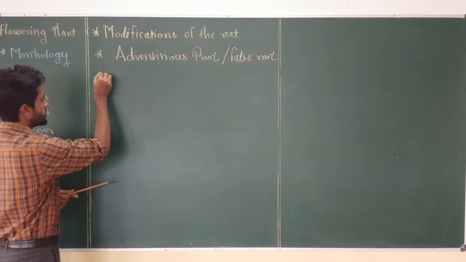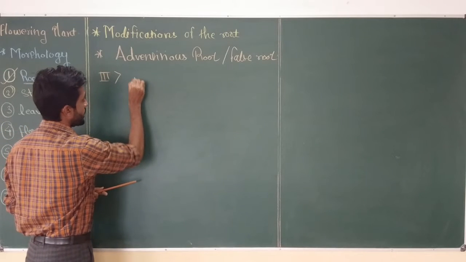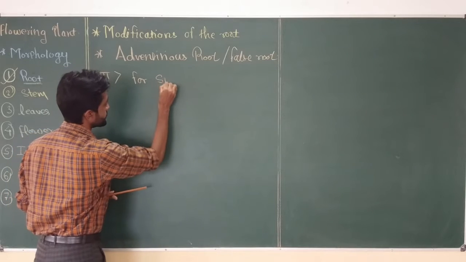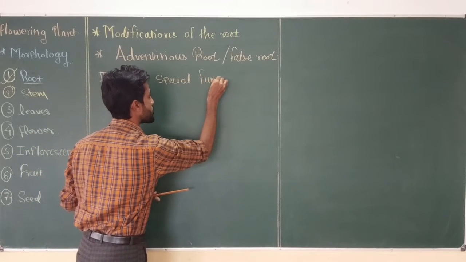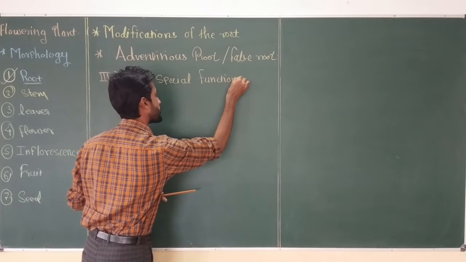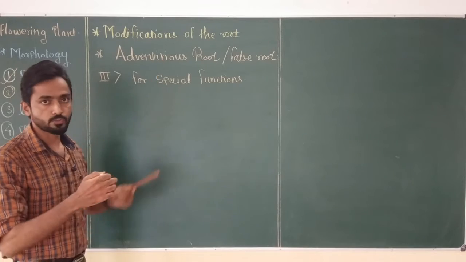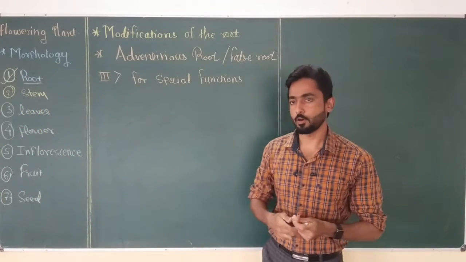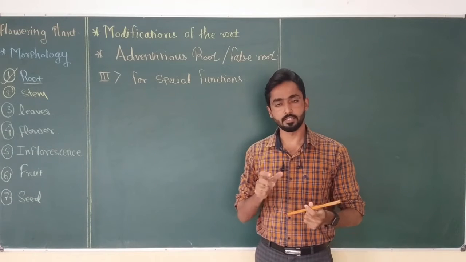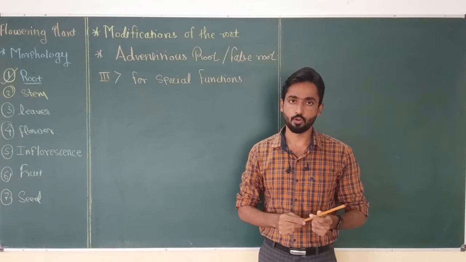adventitious root, which is nothing but the modification for performing special functions. In this type of modification, adventitious roots structurally change themselves so that they can perform some very special function in the flowering plant other than absorption of water and minerals.